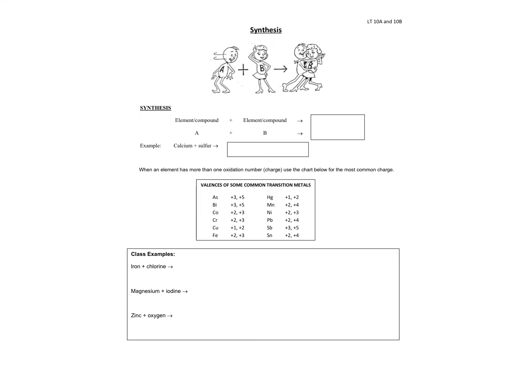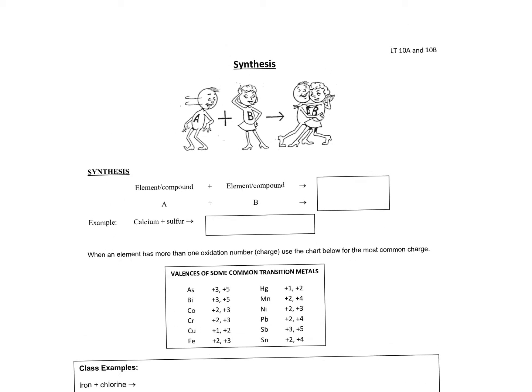This is the chemistry lecture for the first part of the predicting products of a reaction series of lectures. Today we're going to be focusing on the first three kinds of reactions: synthesis, decomposition, and combustion reactions. So to start, we have our synthesis reactions.